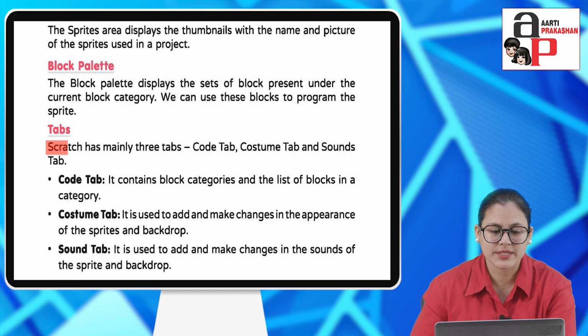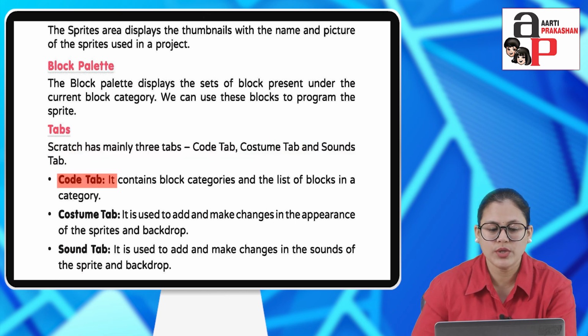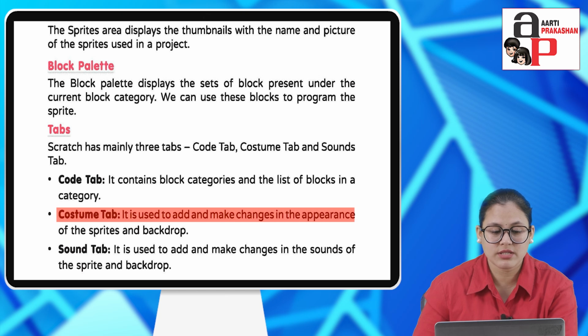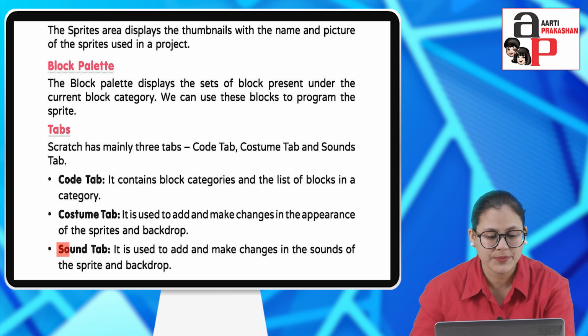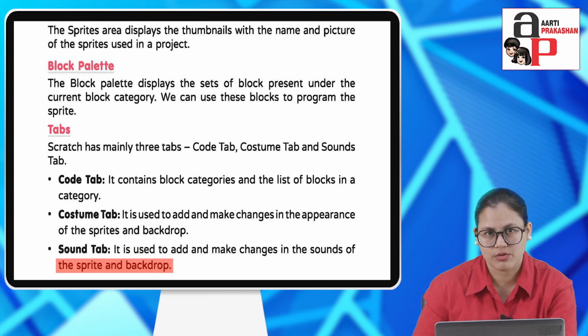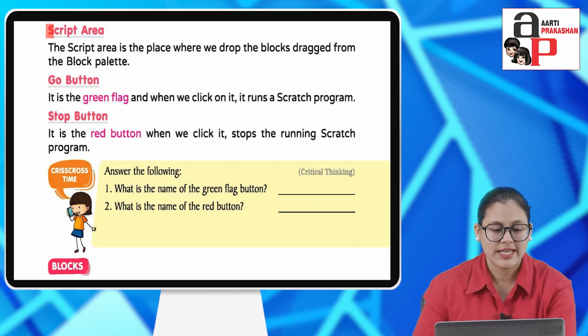Okay. Now tabs. Scratch has mainly 3 tabs. Code tab, costume tab and sounds tab. Code tab. It contains block categories and the list of blocks in a category. Costume tab. It is used to add and make changes in the appearance of the sprites and backdrop. Okay. So if you want to change the appearance of your sprite, you will use this tab, that is costume tab. Okay. Sound tab. It is used to add and make changes in the sounds of the sprite and backdrop. Okay. And if you want to add music to your backdrop or sprite, then you will use this tab, that is sound tab.